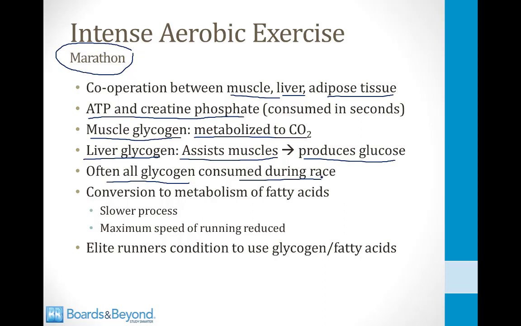Because all the glycogen gets consumed, there's some conversion to metabolism of fatty acids as well. Metabolism of fatty acids is a slower process. And as you know, the maximum speed of running a marathon is reduced compared to the maximum speed of running shorter distances. And elite runners condition their bodies and their muscles to be able to run on stored glycogen and fatty acids for long periods of time at a fast pace.